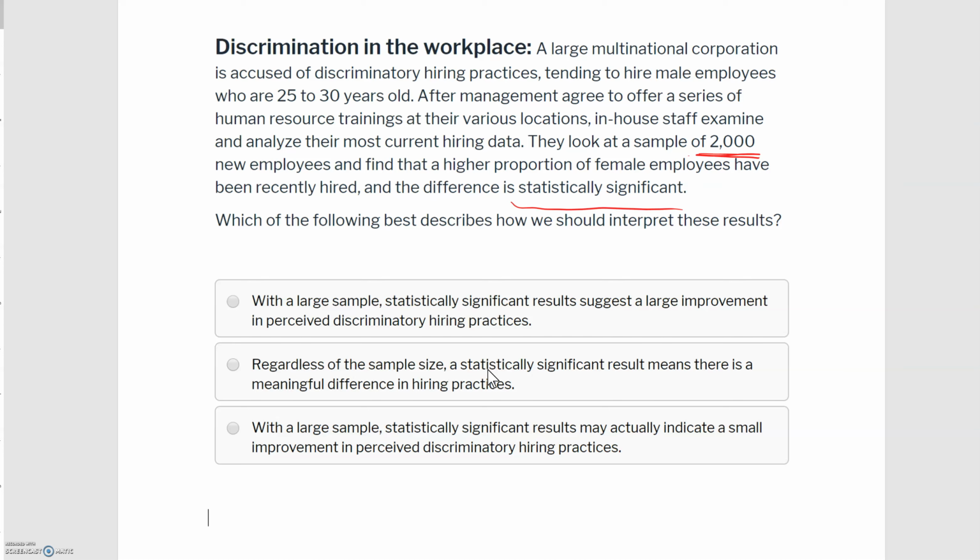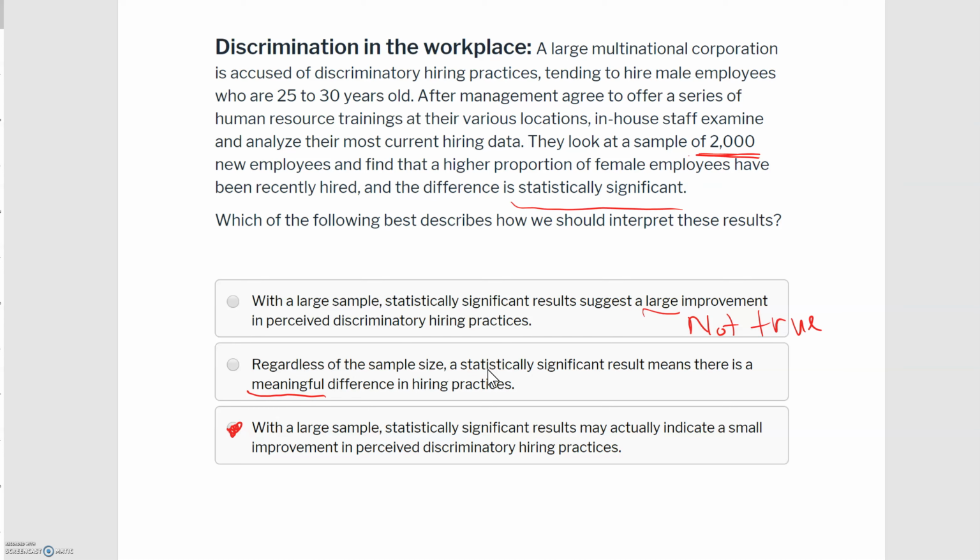Well, if it's statistically significant, how should we interpret this? Well, there's always this case that, okay, a large statistically significant result suggests a large improvement. Not always true. It doesn't basically say that it was a huge difference in who they hired. Regardless of sample size, statistical significance means that there is a meaningful difference. That's not true either. The bigger the sample size, the more chance that you could have a very small difference, but it could be statistically significant because of its sample size. So it could be statistically significant, but not practically significant. And that's what this last little bullet is telling us.